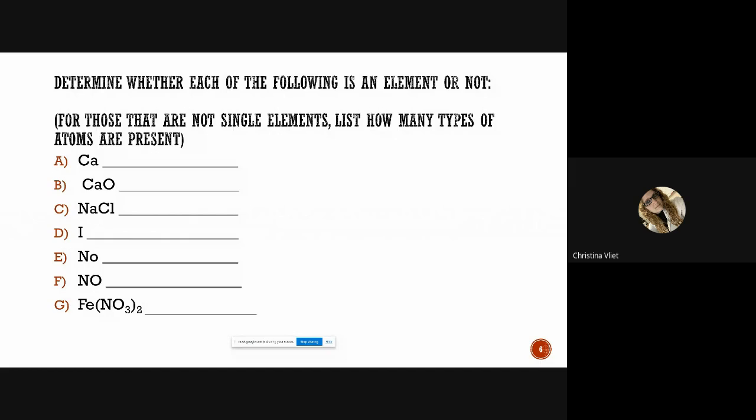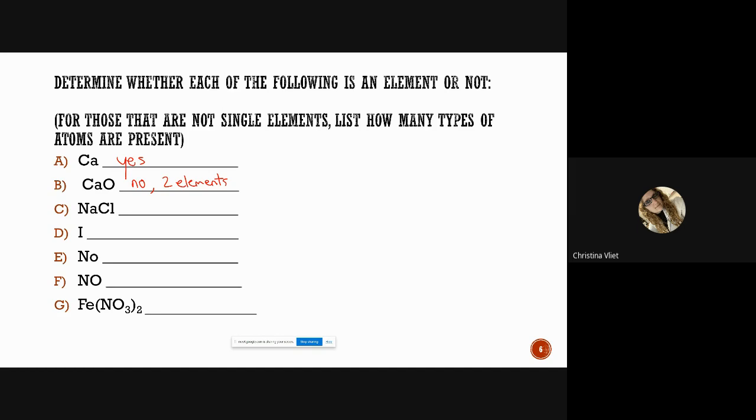A, is it an element? Yes. CaO, is it an element? No. How many different elements are there? I should say bonus points, covalent or ionic. Don't stress if you don't know that, but it is in a future unit not too far from now. Ionic, metal and a non-metal. We'll get there. It's not on the first test.